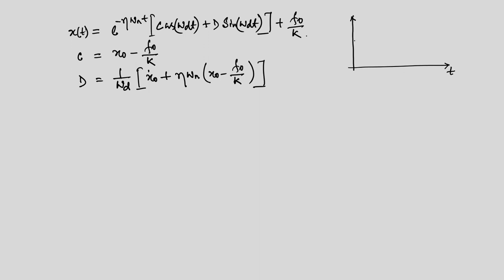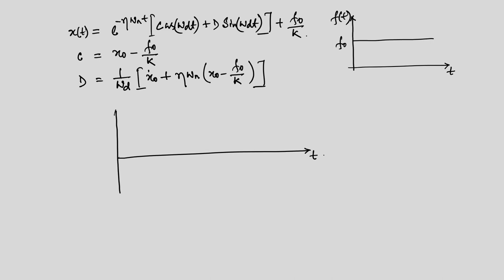So, that was the forcing function f naught for all time. So, this is the forcing function, and if I draw qualitatively the response of the structure, so we have t, and then in y axis we have the response of the structure. So, what is f naught by k? We call it, say, x st, that is the static response. So, if this is the, say, static response, then what will happen? At t equal to 0, we have some displacement, that is x naught.